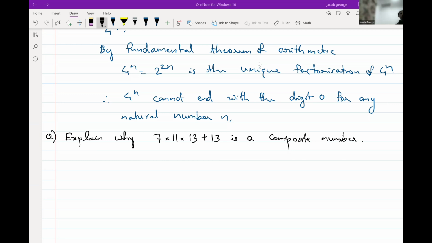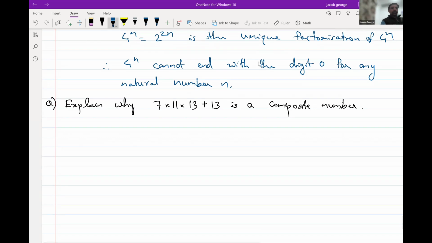So there is a common factor in these two terms. What is the common factor in these two? 13 is the common factor. So we start like this. 7 into 11 into 13 plus 13. We will take out the common factor. What is the common factor, children? 13 is the common factor. Okay, that is a method of starting this type of question.